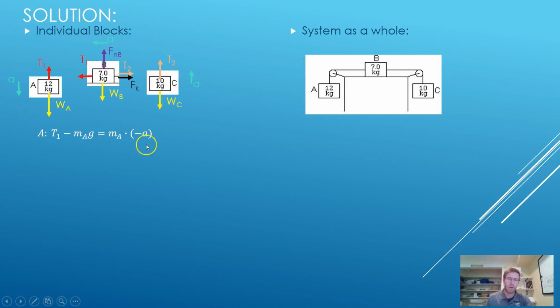So we have an equation here. We don't know T1 from our problem statement. We know m, and we don't know acceleration. One equation, two unknowns. Can't solve. Bummer. So we move on to block B.